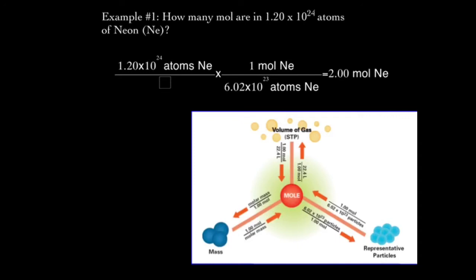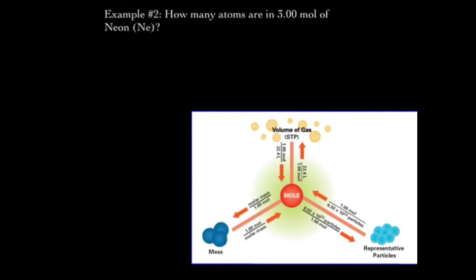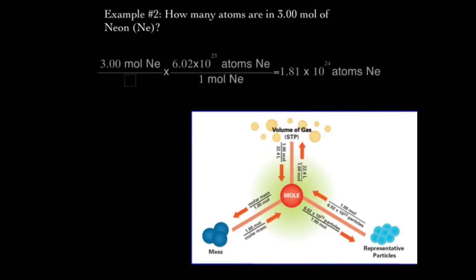Okay, let's look at one that's going in the reverse direction. So this next one says, how many atoms are in 3 moles of neon? So now we're starting off over here at the mole, and we're moving this way to representative particles, which are atoms or molecules, and we notice that we have to use this rate. So when we set up the equation, we'll see that that rate is in use.